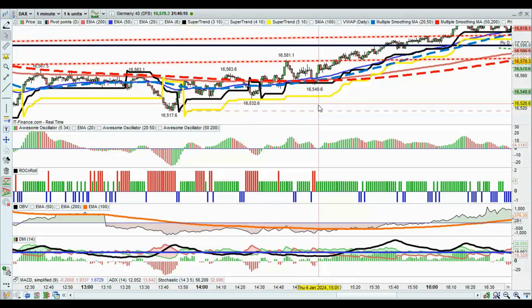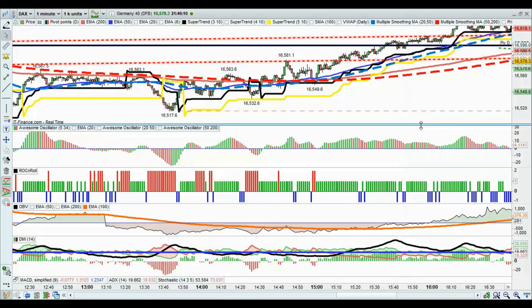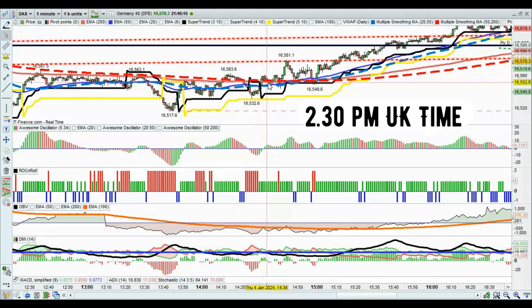So what we're looking for now is, we can see the price is again just moving along sideways, and we're waiting for the American market to open, which is at 2:30, and that's just at this point here.